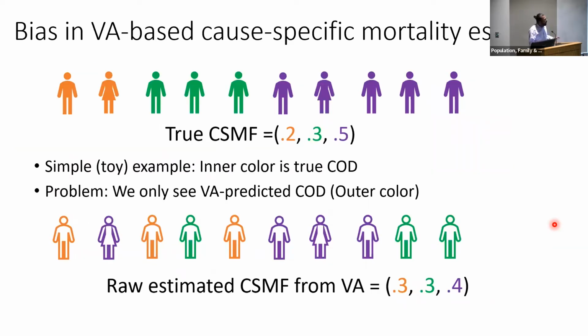Just to illustrate why a misclassification bias would lead to bias in the cause-specific mortality fraction, here is a toy example where the inner, solid color gives you the true cause of death. You can see that out of 10 people, the numbers in the respective color categories are 2, 3, and 5. So the true cause-specific mortality fractions are 20, 30, and 50%. But the problem is we are not getting to see these in the VA data. We only see the predicted cause of death. They can agree with the true cause of death for a certain set of individuals, but they can also disagree for some other set of individuals. And you can end up getting an estimated cause of death from verbal autopsy which is different from the true cause of death.